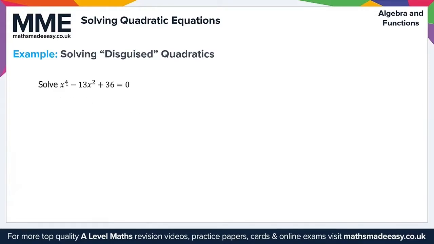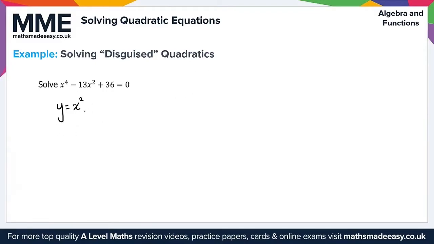And what we're going to do here is replace y with x squared. Notice if we substitute in y with an x squared, well, x to the 4, that would be x squared squared. So in that case we could write that as y squared. This minus 13x squared, well, x squared is y, so that would be minus 13y plus 36 equals 0. So let's substitute that in and see what we obtain.